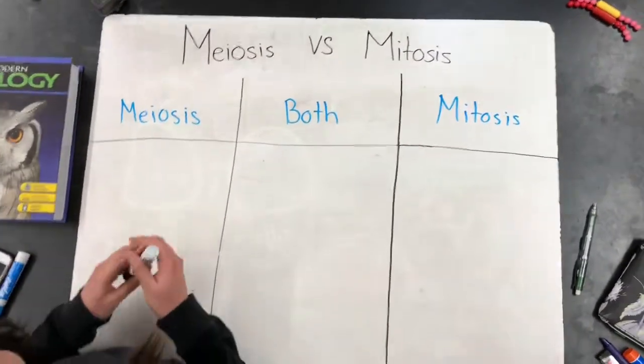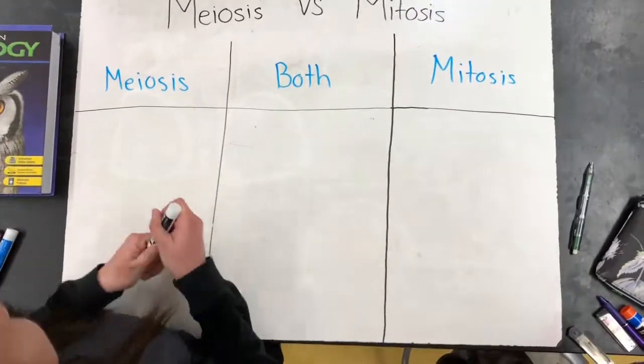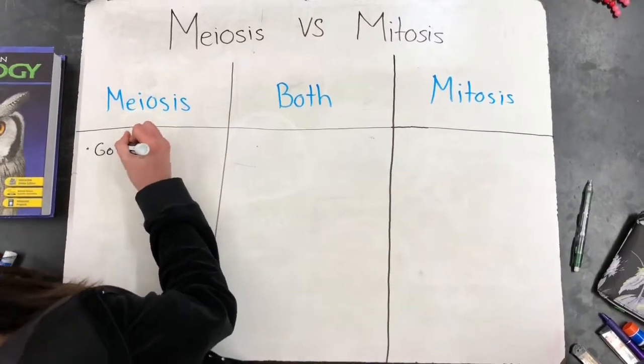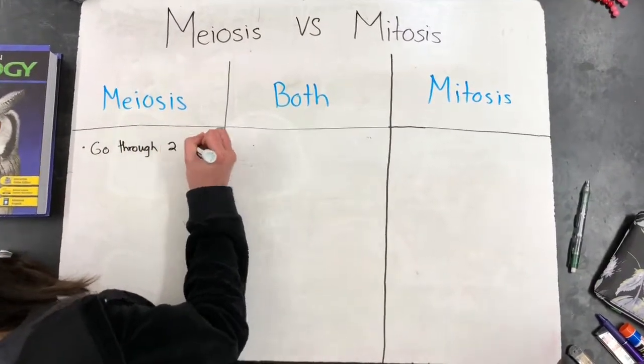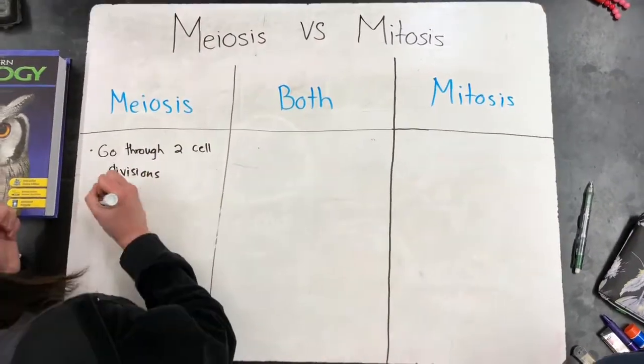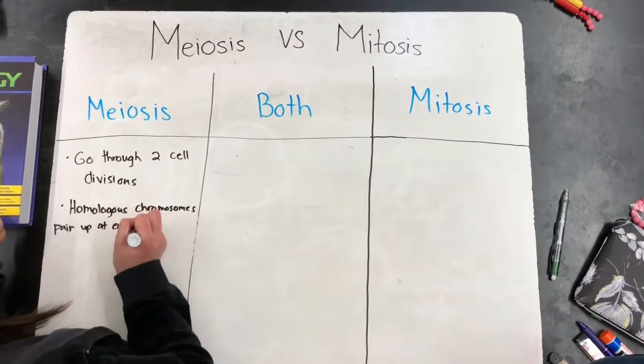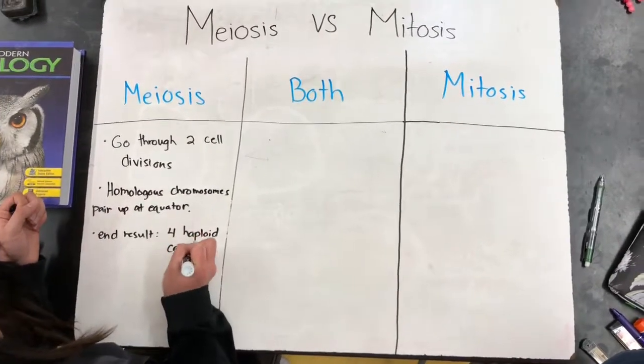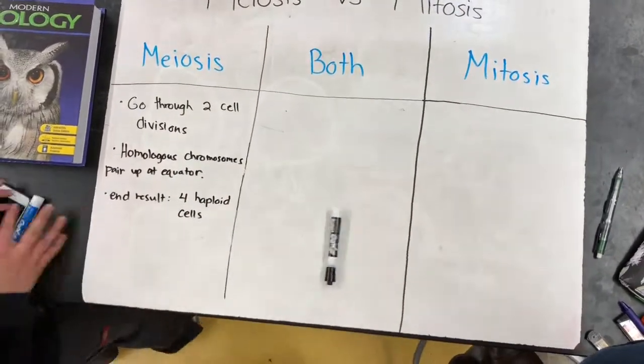Meiosis. The purpose of meiosis is to reduce diploid cells to haploid cells, creating gametes for sexual reproduction. In meiosis there are two cell divisions. Homologous chromosomes pair up at the equator. And lastly, the end result of meiosis is 4 haploid cells.